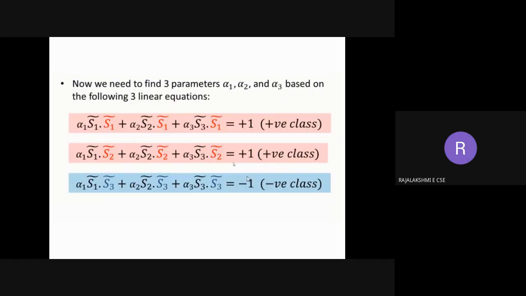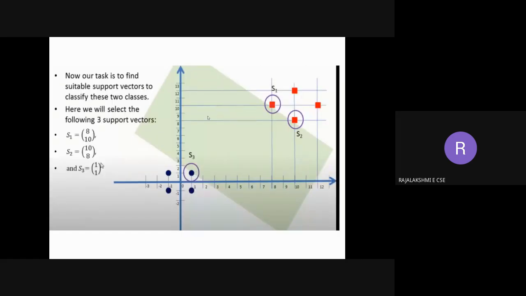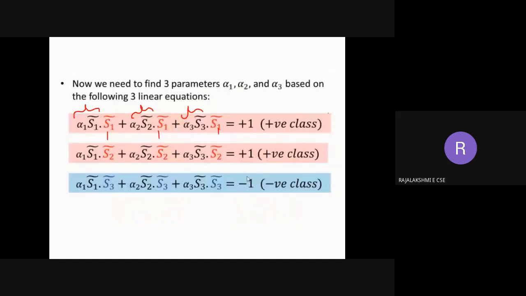Similarly, we write alpha 1 into S1, alpha 2 into S2, alpha 3 into S3, depending on this S1 equation. Therefore we take S1. So this is alpha 1 into S1, alpha 2 into S2, alpha 3 into S3. With respect to S1, I multiply S1 into each and every parameter. Since this is a positive class, I equate this to plus 1. So red is positive and blue is negative.